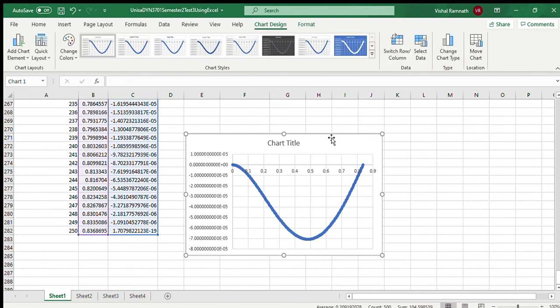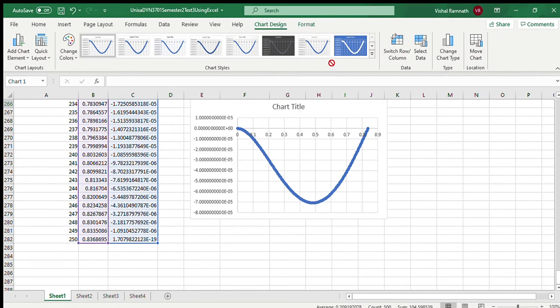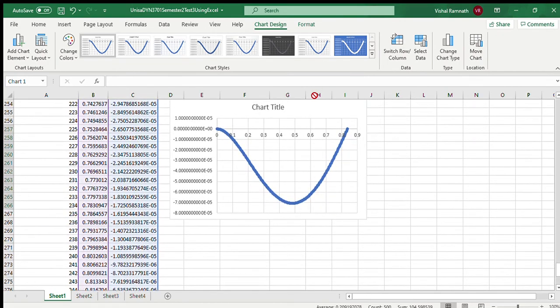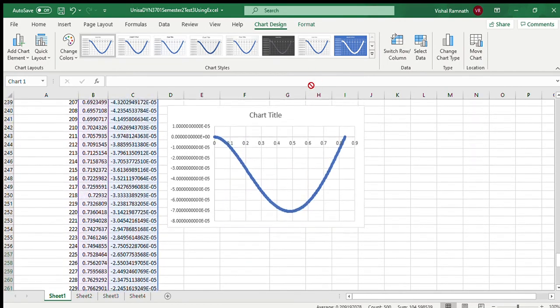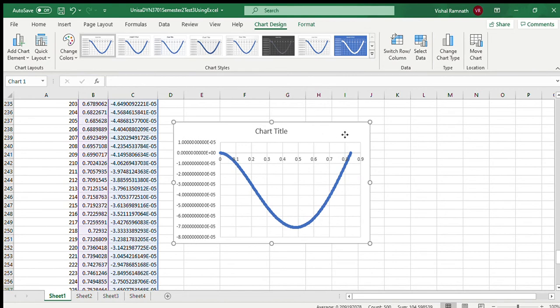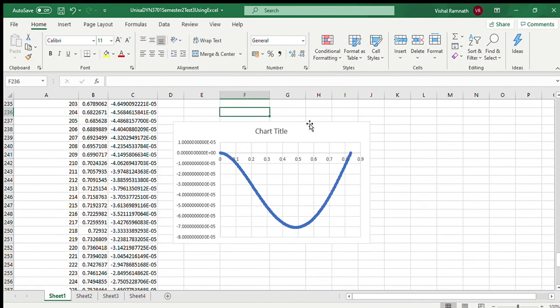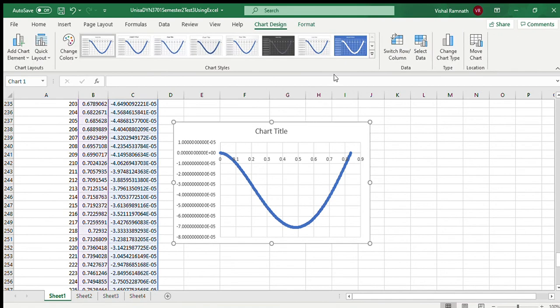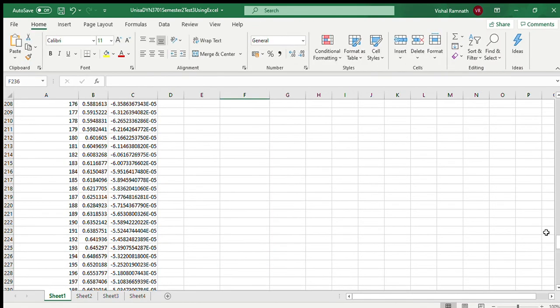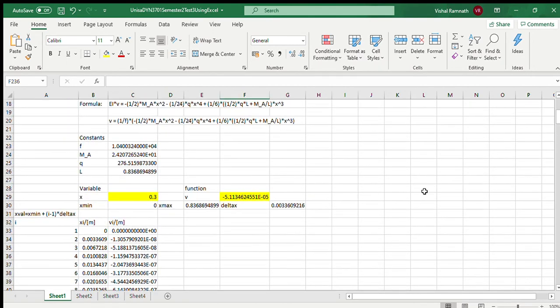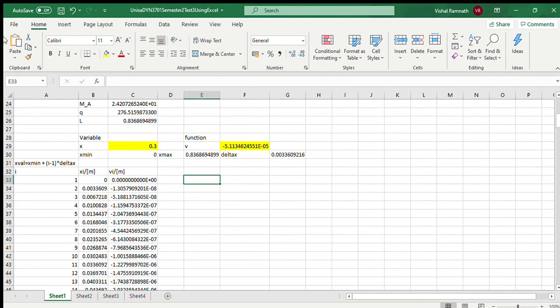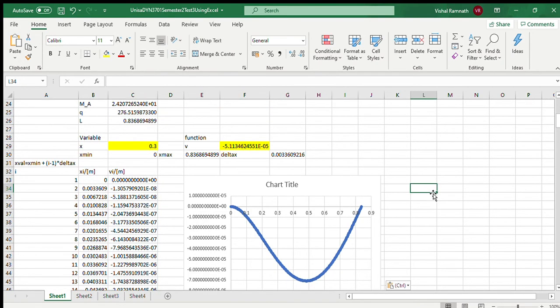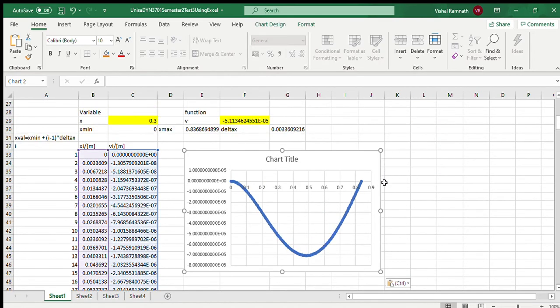That's my graph. So let's just take the graph, go upwards as much as we can, go on the side, cut. Let's go up and paste. That is my graph of how the deflection will look like.